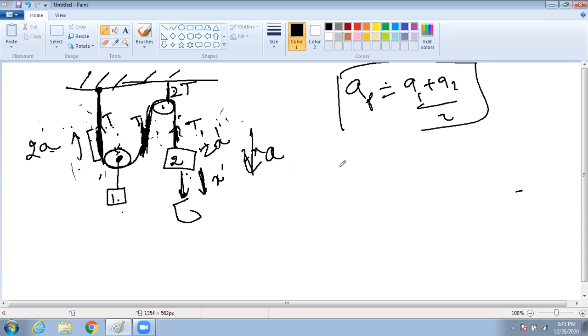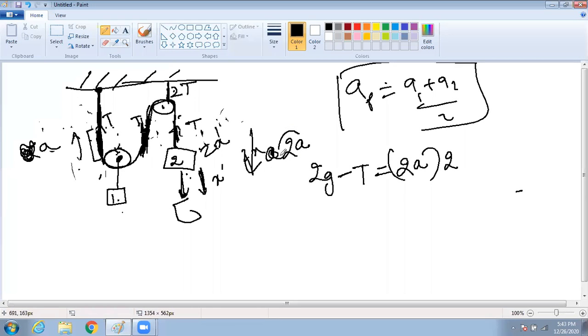This is moving down, so 2g minus T is equal to 2a. Correct? No, 2 into 2a. Why? Sorry, I made a mistake. This is moving up with acceleration a, and this is moving downwards with acceleration 2a. So the acceleration is 2a.